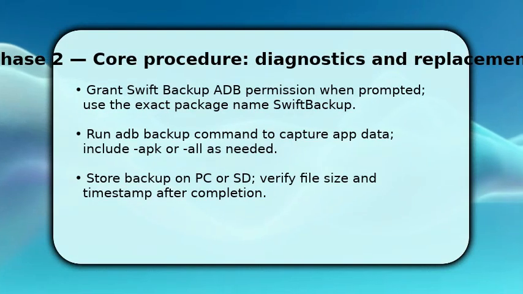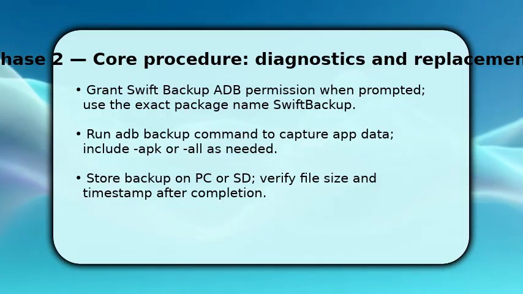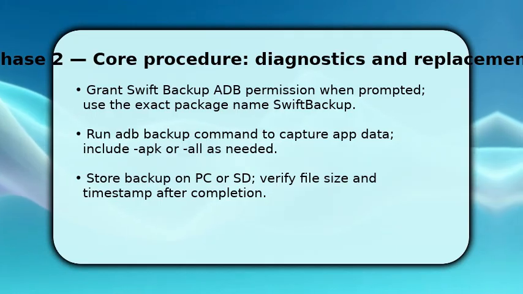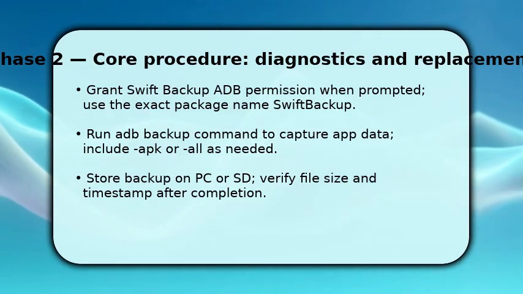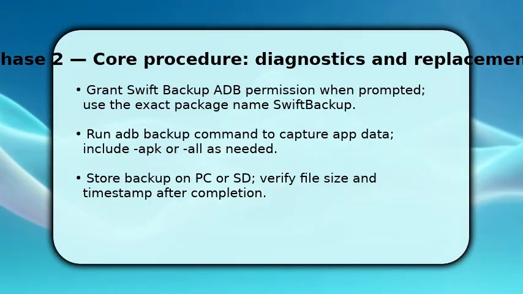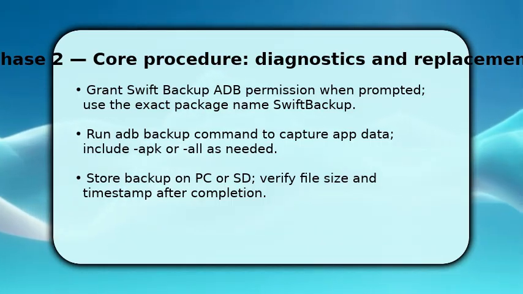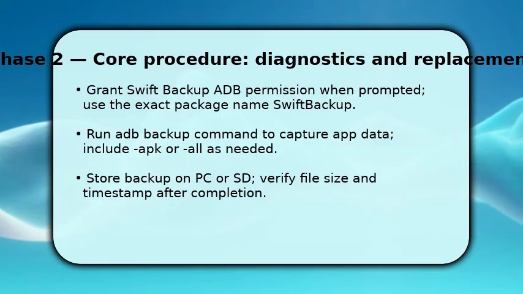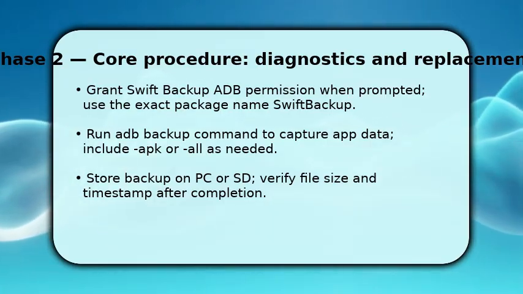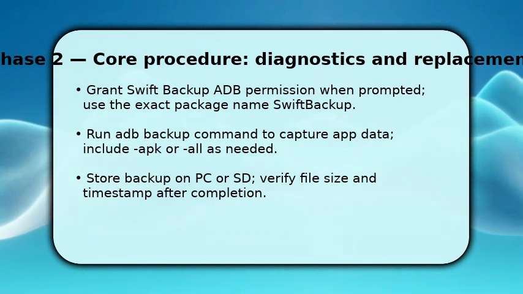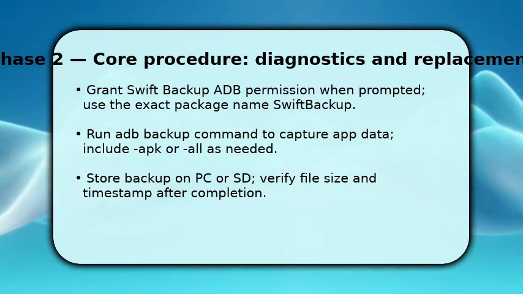Now you execute the ADB-based backup. Open a terminal and run the specific ADB backup command Swift Backup instructs, including flags like app or shared if you need apps and files. You will see a confirmation on the device. Accept it so Swift Backup can extract app data without root. Once the process finishes, copy the resulting AB or exported files to a safe folder on your PC or SD card. This maintains redundancy and lets you inspect size and timestamp to confirm success.